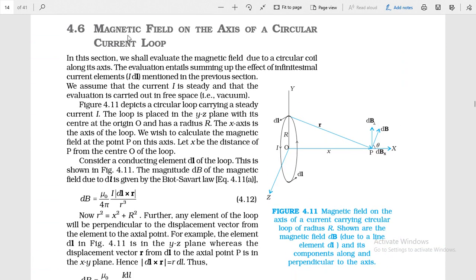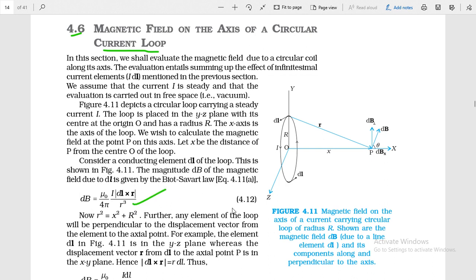Now here we are going to understand the applications of the Biot-Savart law, and this is the first application: the magnetic field on the axis of a circular current carrying loop. We are ready to derive a formula for the magnetic field at a point on the axis of a circular loop. As this is an application of the Biot-Savart law, we must use the equation of Biot-Savart law in this case.